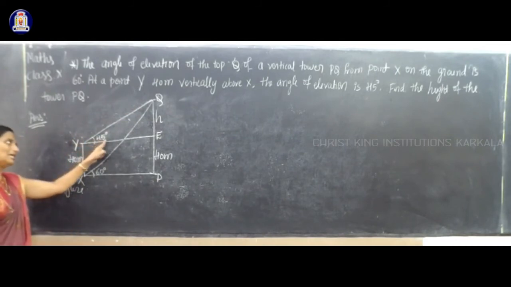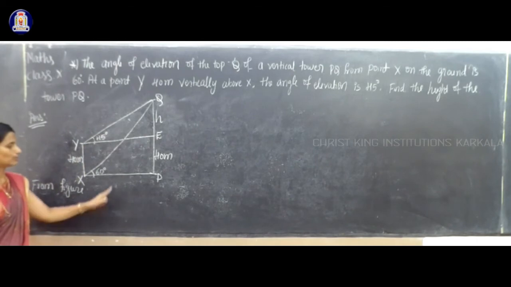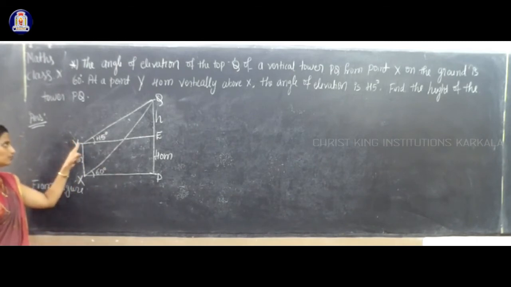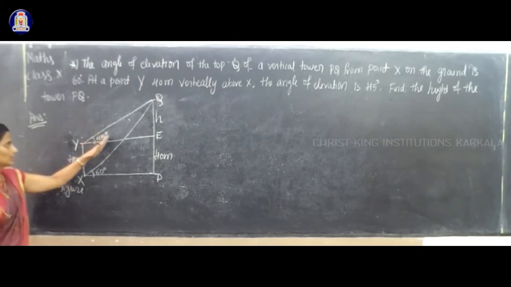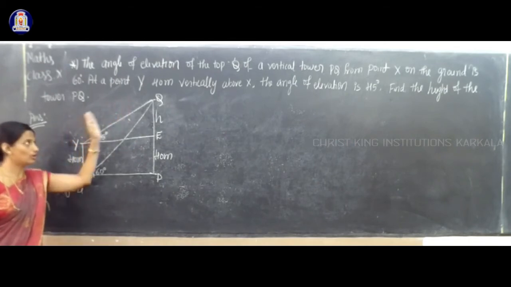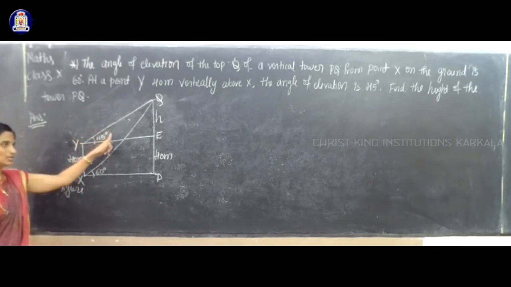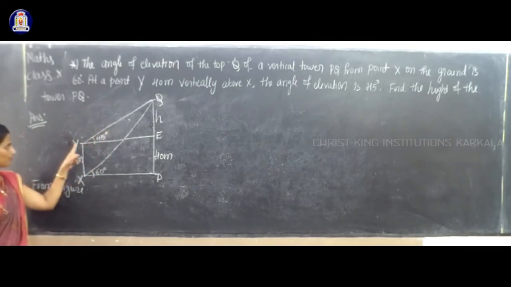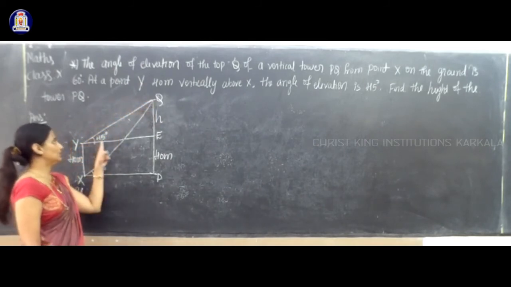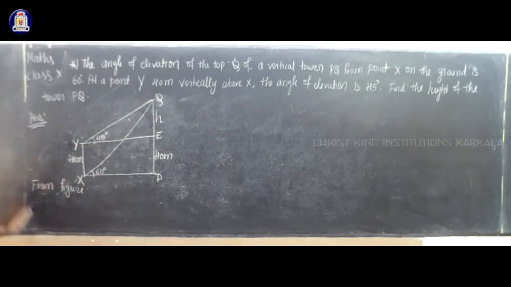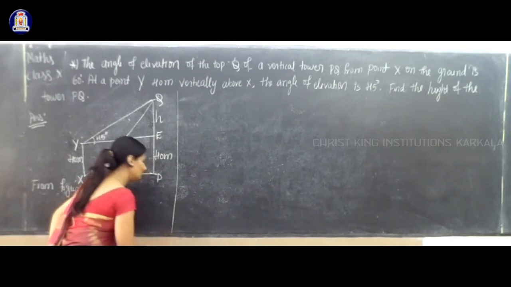Next, theta is equal to 45 degrees, the angle of elevation from the point Y, which is 40 meters above the ground level, to the point Q. The angle of elevation to the point Q is 45 degrees. That is the sentence. So now we will do the calculation.